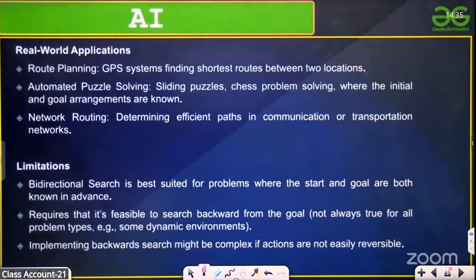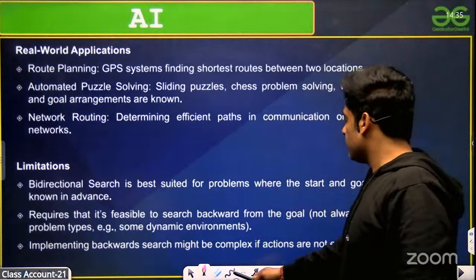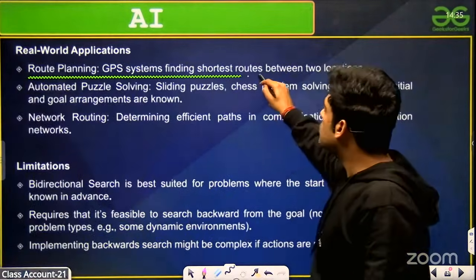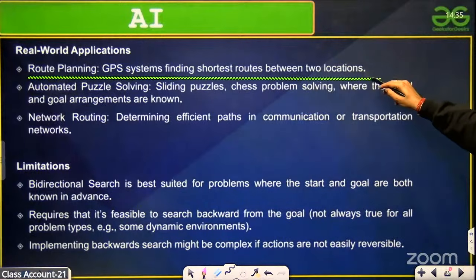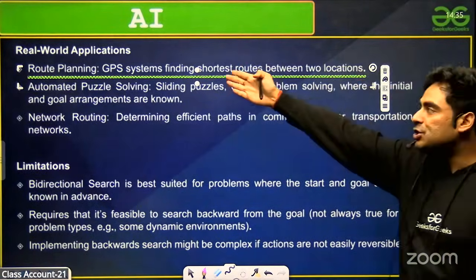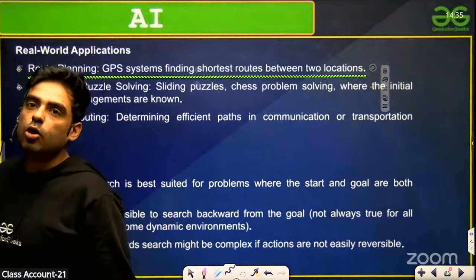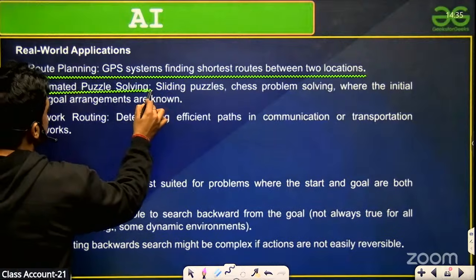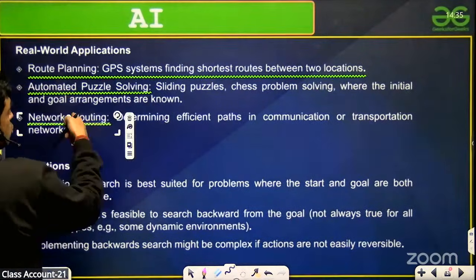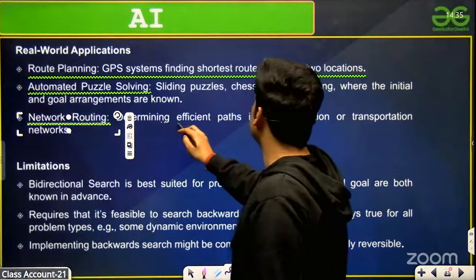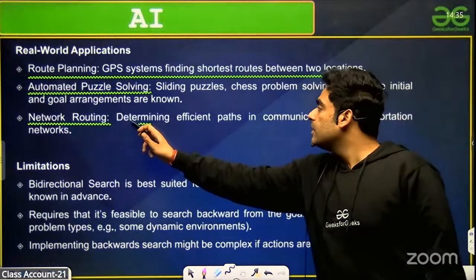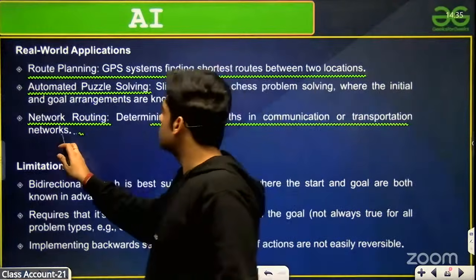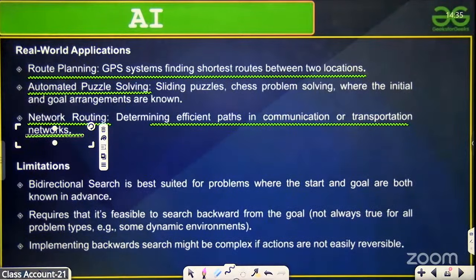Okay, now, what are the real world applications? Real world applications is route planning in GPS systems, finding the shortest route between two locations. Often a GPS system uses bidirectional search. And automated puzzle solving, then network routing. This is also a very good application, determining the efficient path in communication or transportation networks.